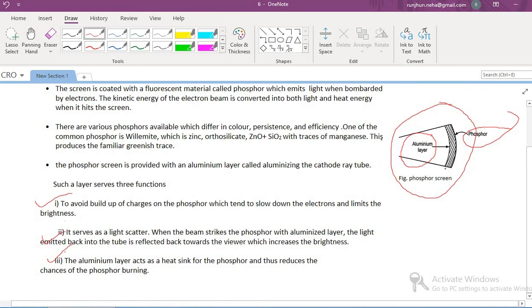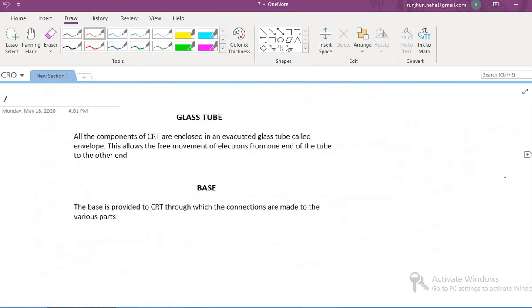In addition to all these three parts, we are left with two important parts: the glass tube and the base. All the components of the CRT which we have seen so far are enclosed in an evacuated glass tube called the envelope. This allows the free movement of the electrons from one end of the tube to the other end. The CRT is also provided with a base through which external connections can be made to the various parts, as it is having the external pins.